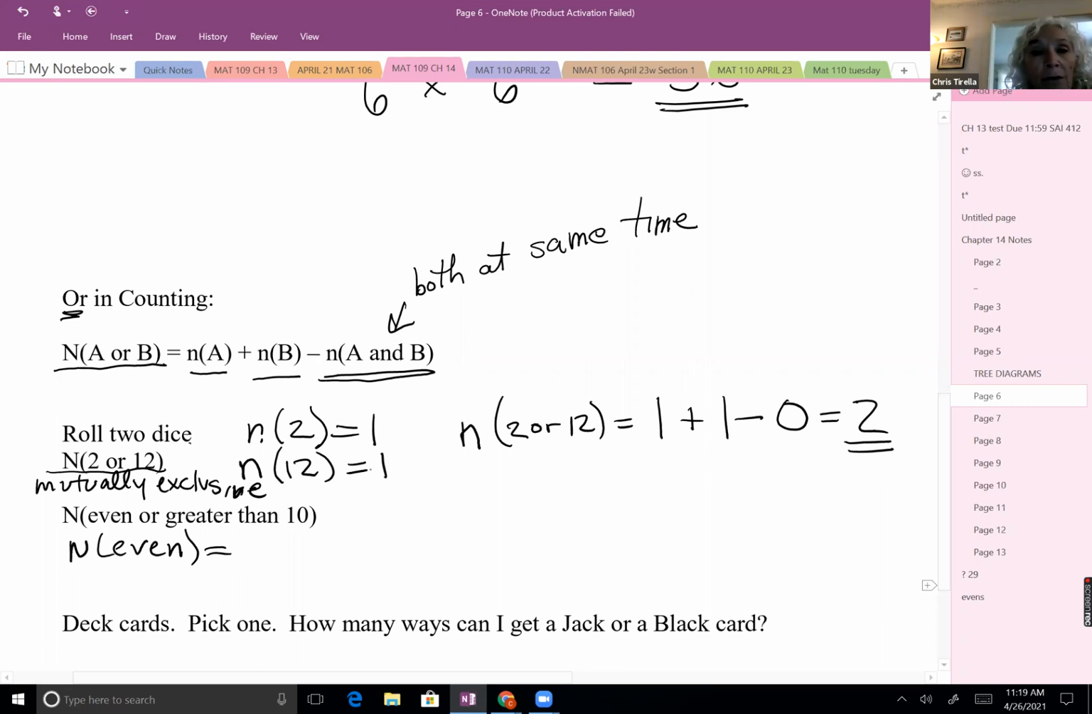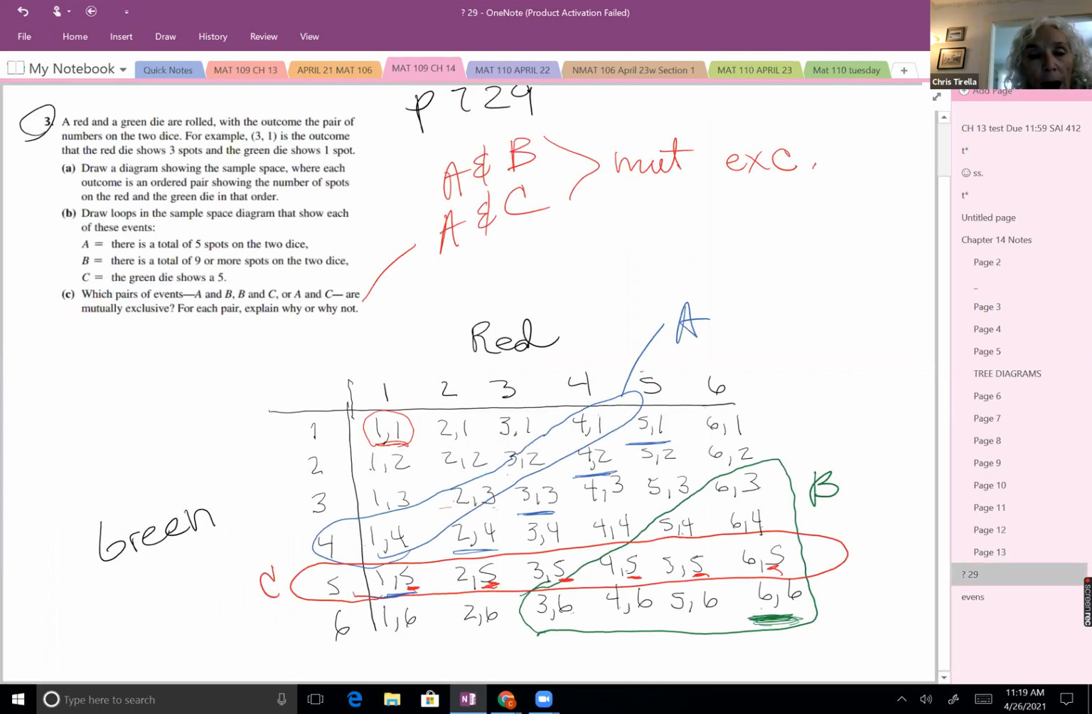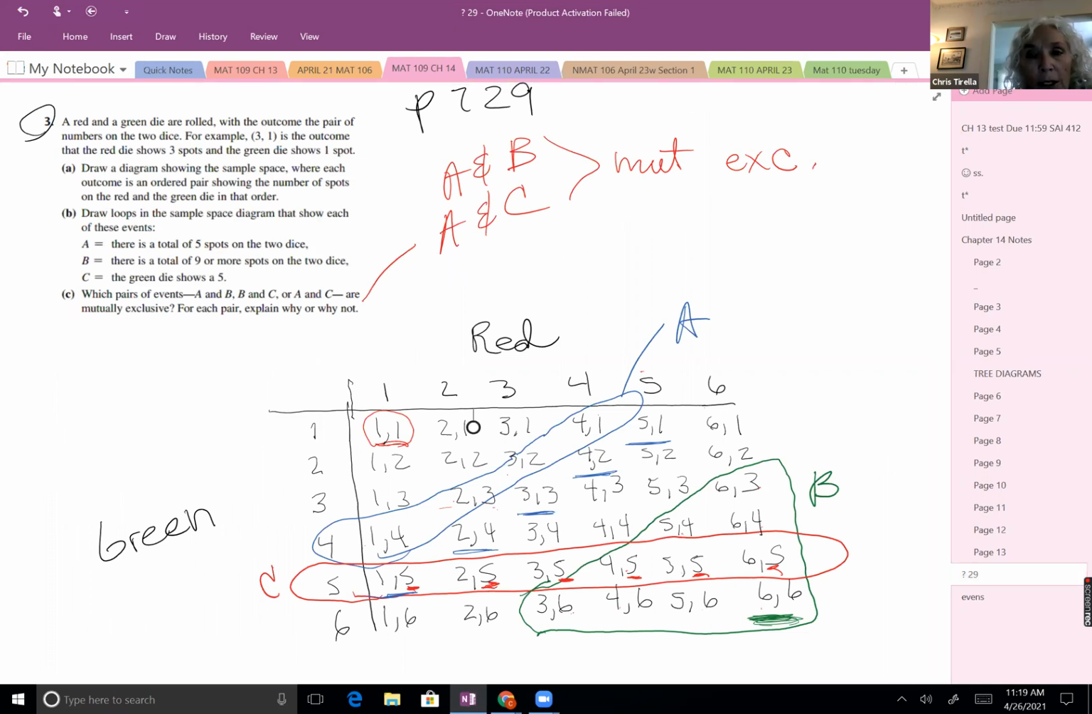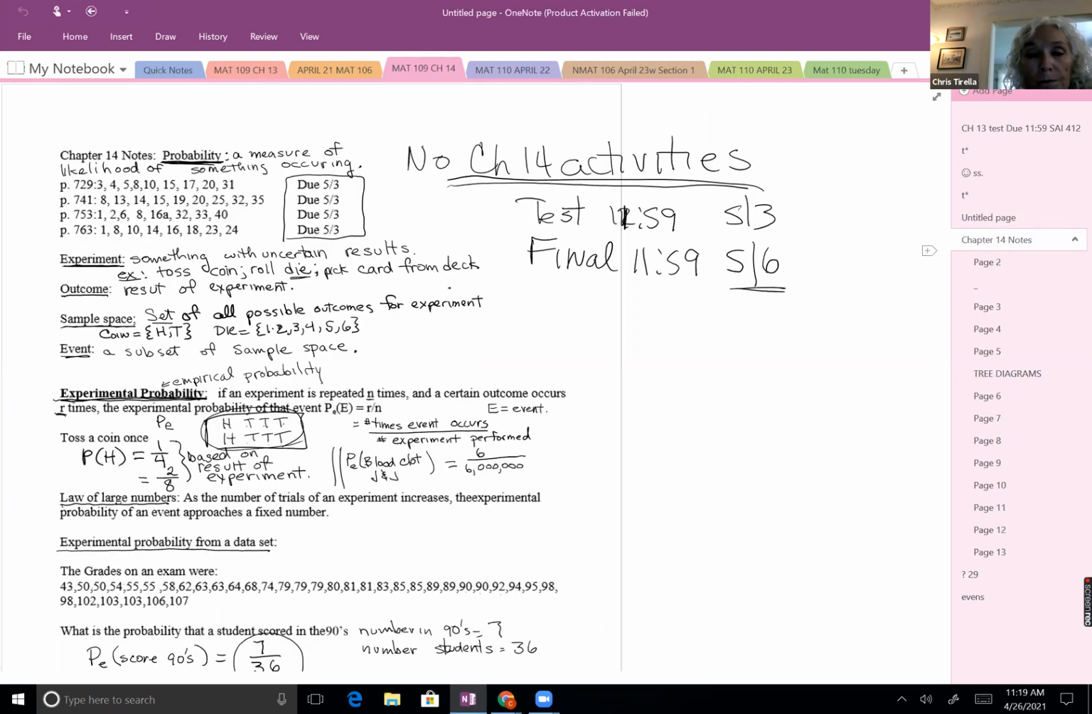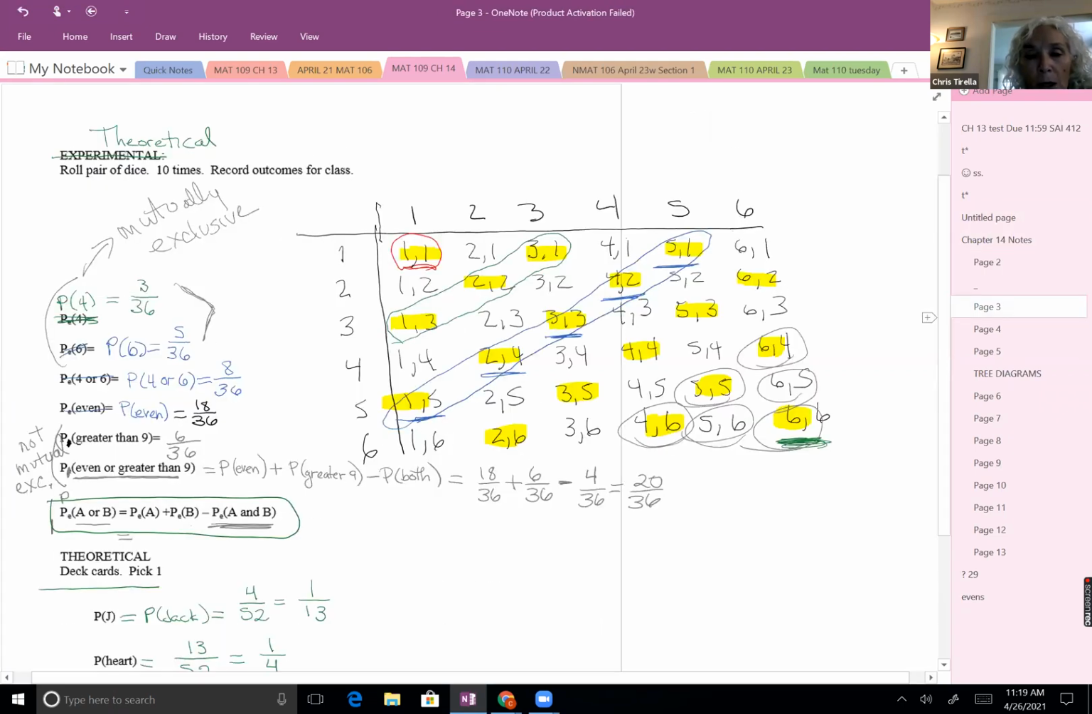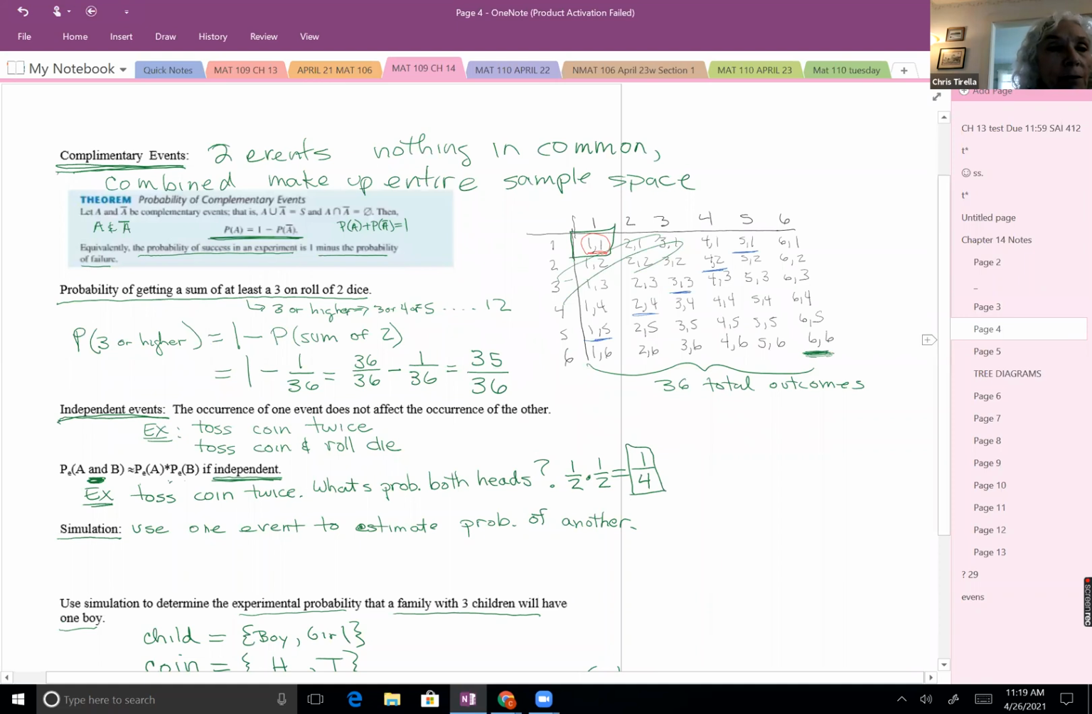Let's see, evens, I have scribbled all over this picture. Should I try to upload it again? That one's scribbled all over also. Do we have a blank 2 dice? I guess that's the closest we have.